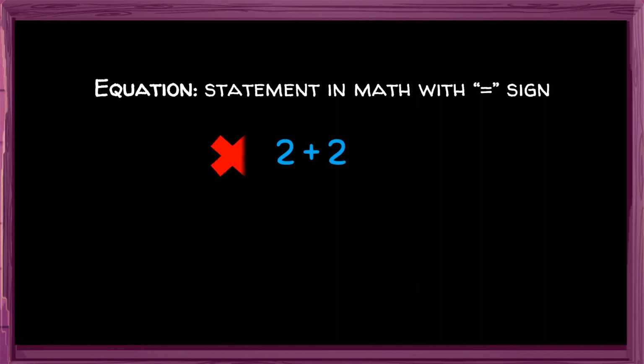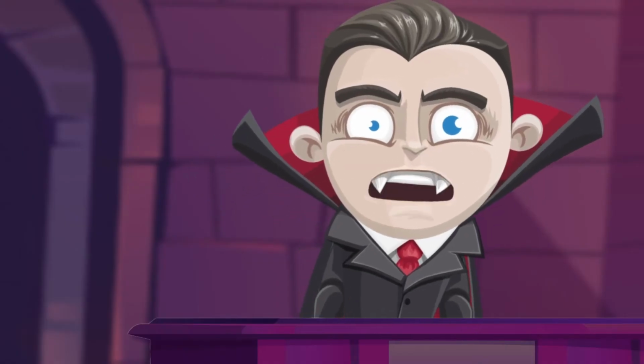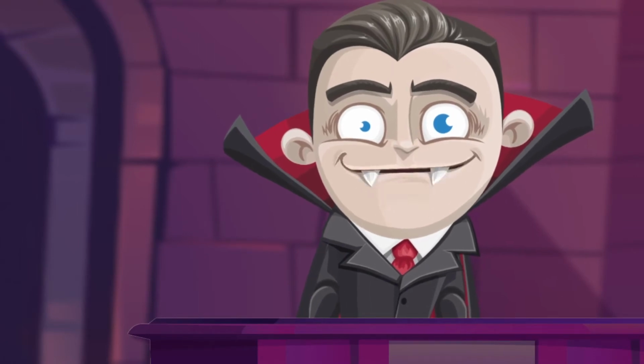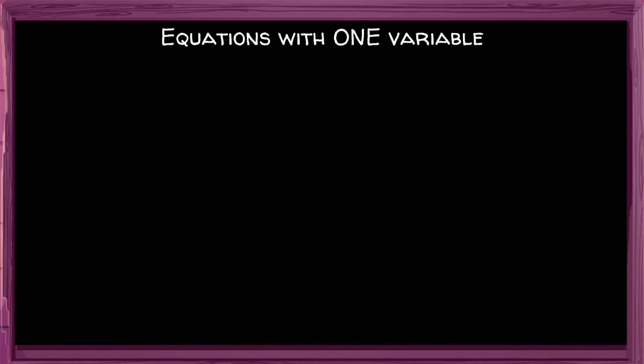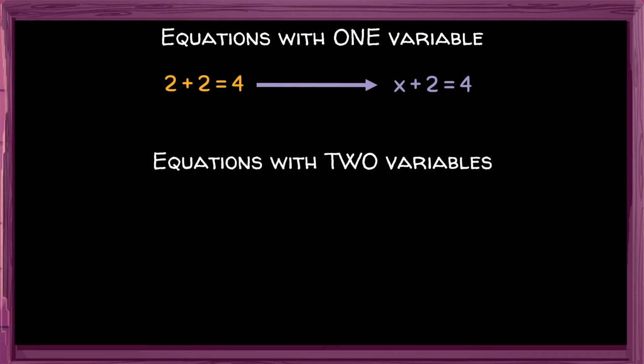2 plus 2 is not an equation, but 2 plus 2 equals 4 is an equation because it has an equals in it. Mr. Caldwell, we're not babies. This is algebra class, not 2 plus 2 equals 4 class. You're right, Tom. In algebra, we learn how to solve equations with a variable replacing one of the numbers. Instead of 2 plus 2 equals 4, in algebra, we get x plus 2 equals 4. Then we learn to solve equations with two variables, like x plus 2 equals y.